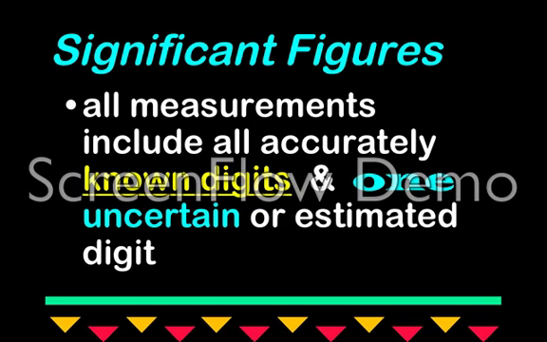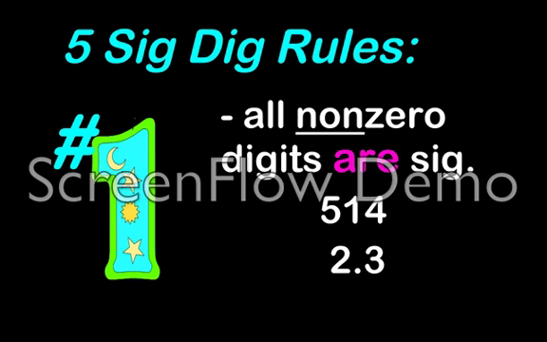Significant figures are all the numbers that we know in a measurement plus one uncertain or estimated digit. All measurements include all the accurately known digits and one uncertain or estimated digit. First, let's talk about the rules for which numbers in a measurement that you're given are significant, and then we'll talk about how to work with those. Sometimes significant figures are called sig figs for short, and sig dig stands for significant digits.